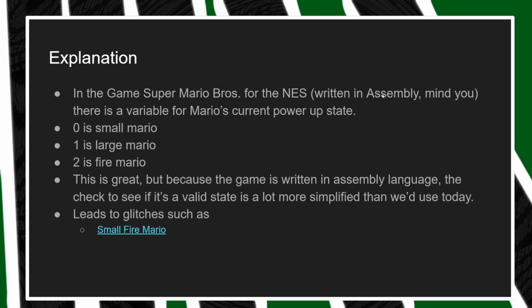So, it's written in assembly. Zero is small Mario, one is large Mario, two is Fire Mario. This is great, but with enums in Java, if you're assigning a value to an enum, you can make sure it's valid or simplified. You can make sure that you're setting things right.